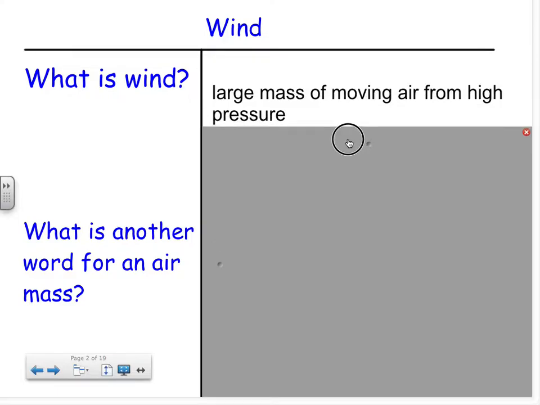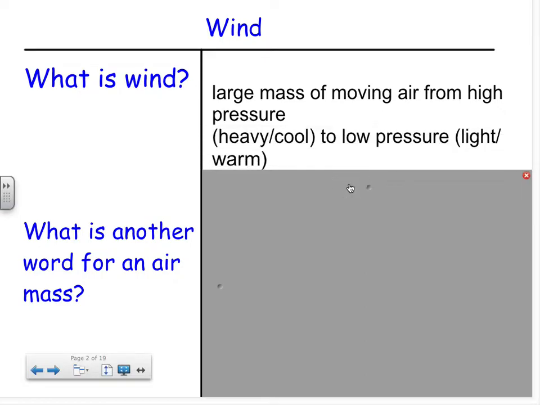Wind is a large mass of moving air that goes from a place of high pressure to a place of low pressure. That's all it is. It's air that is moving. But you probably never asked yourself, I wonder why.